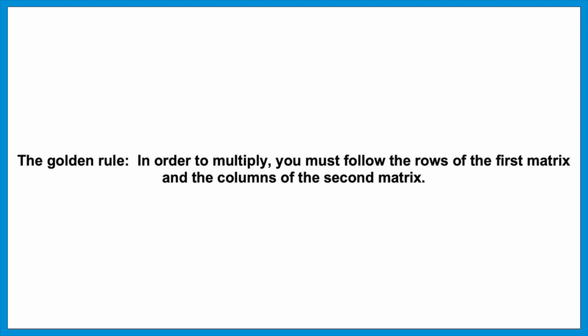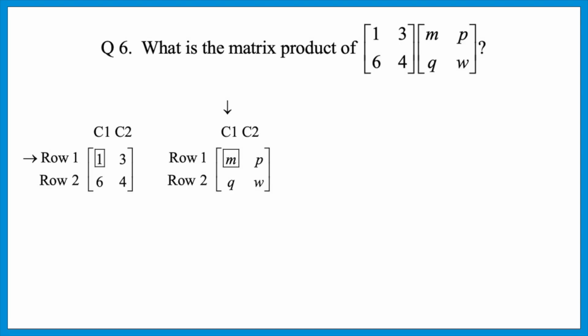Once you have the dimensions set up, you can now begin to multiply. The question is, how? The golden rule. In order to multiply, you must follow the rows of the first matrix and the columns of the second matrix. But what does that mean? Let's give it a shot. It's more helpful to show you than to just tell you. So again, we're starting with the first row of the first matrix and the first column of the second matrix. So let's give that a visual. We'd be starting with these two terms.